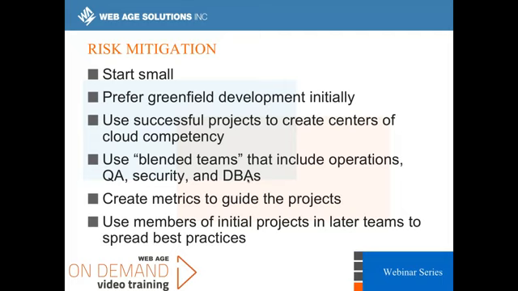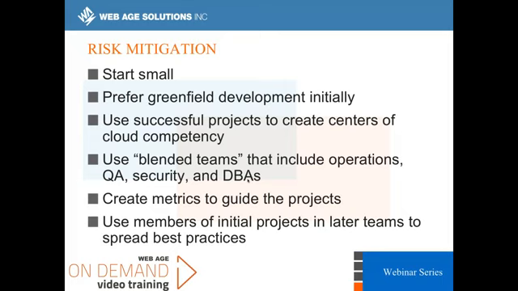The most successful projects also use blended teams. A blended team, a true DevOps team, must include operations, QA, security, and DBAs. Ideally, at your sprint planning meeting, or at the very least at your sprint planning meeting, but ideally at every stand-up.